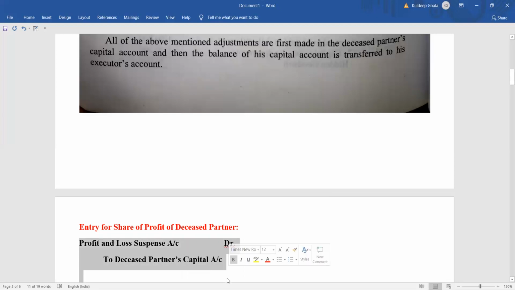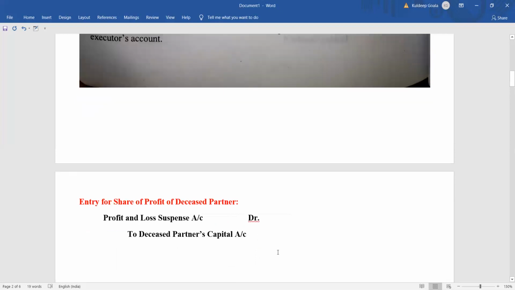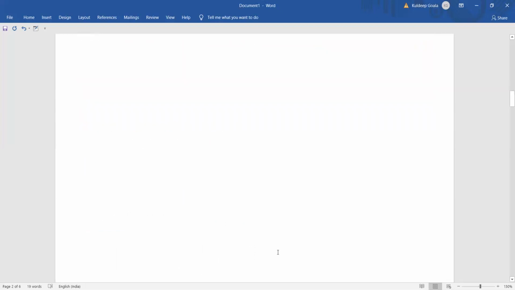I hope all of you understood this concept. So this is the logic. What is the logic to keep suspense account? We are not certain about the present year situation. We are taking the assumption of last year, but this year there might be profit, there might be loss. We don't know what is going to happen. That is why we take suspense account, and the money will be credited to the partner's capital account. Clear?